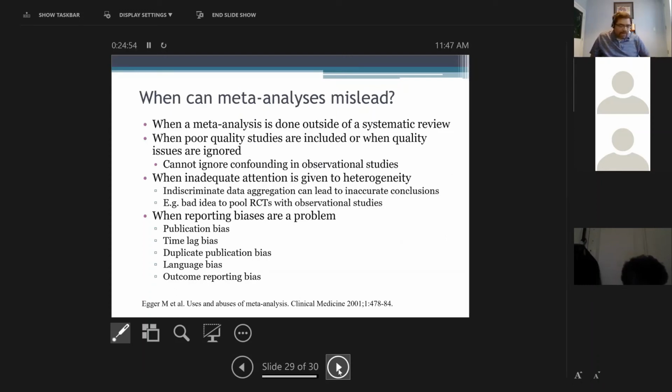You need to worry about that, right? When can a meta-analysis mislead? Ideally, you should not do a meta-analysis without a systematic review, right? Always do a systematic review. A meta-analysis may be done, may not be done, that's fine with us. But the systematic nature of the review is very important, right?